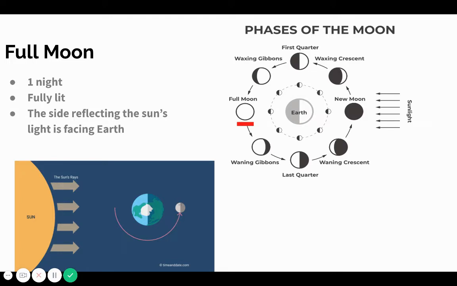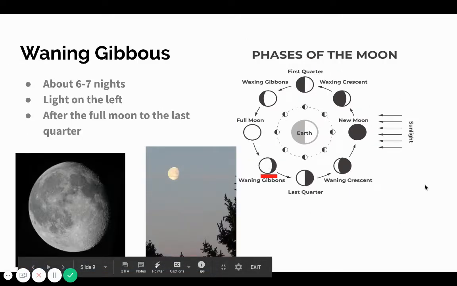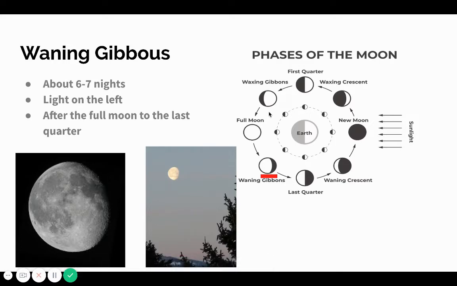When the moon is full, it is on the opposite side of the sun, fully reflecting all of the sun's light. So now that the moon is fully lit for just one night, it transitions into the waning phase. The phases that take away light. The light is waning away, it's going away.